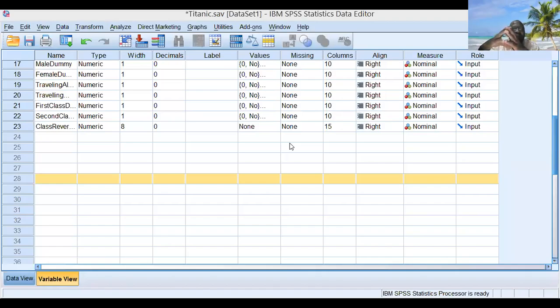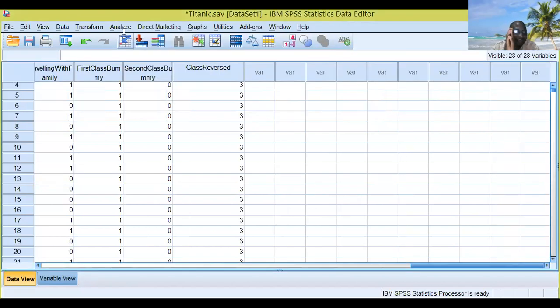Let's try the multinomial on that data set. Okay, sir. So we want to look at the class as an outcome. We have 3 classes, and we have created dummies for these 3 classes. So we want to see what determines people being in the class.